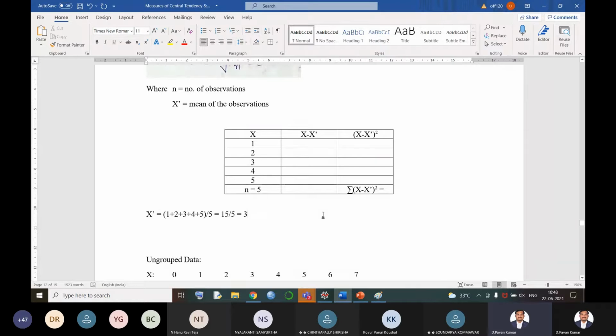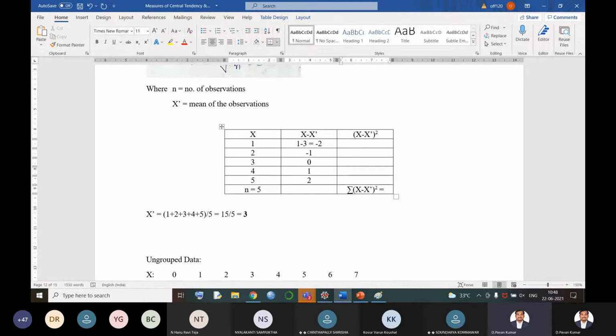The mean of the given observations is 3. So now what does it say? X minus x bar. These are the x values and we have x bar as 3. Now the first one is what? 1 minus 3 is equal to how much here? It is minus 2. Next one, 2 minus 3 is minus 1. Next, 3 minus 3 is 0. 4 minus 3 is 1. 5 minus 3 is 2. So these are x minus x bar values.